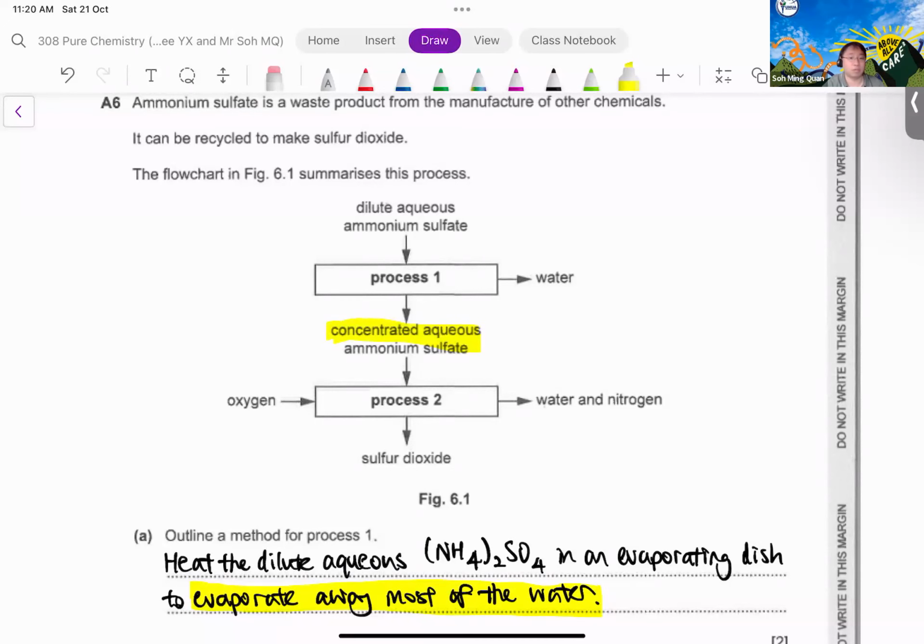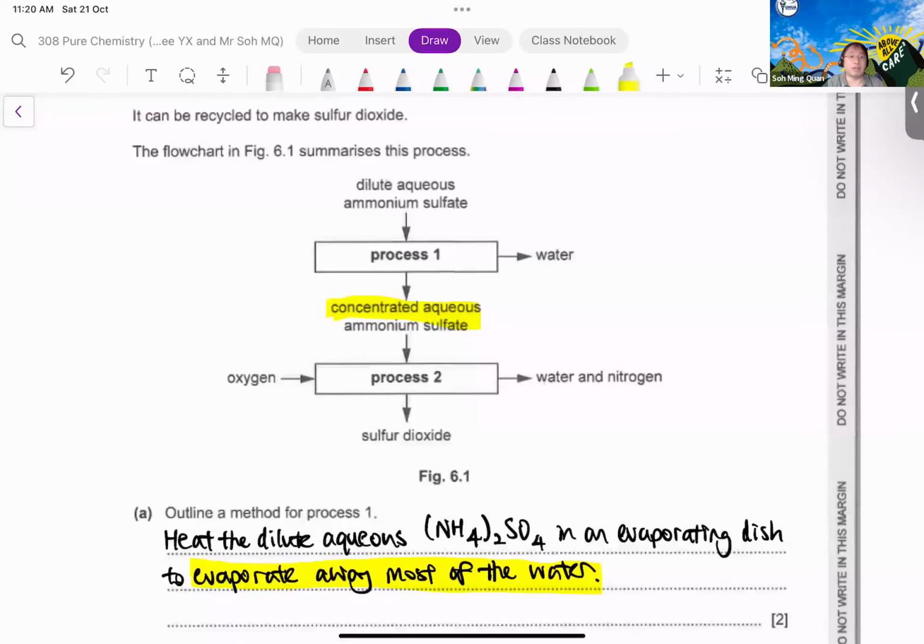All right. So no other methods will work. You will not use distillation, you will not use filtration, you will not use fractional distillation, nothing else, only this. All right?